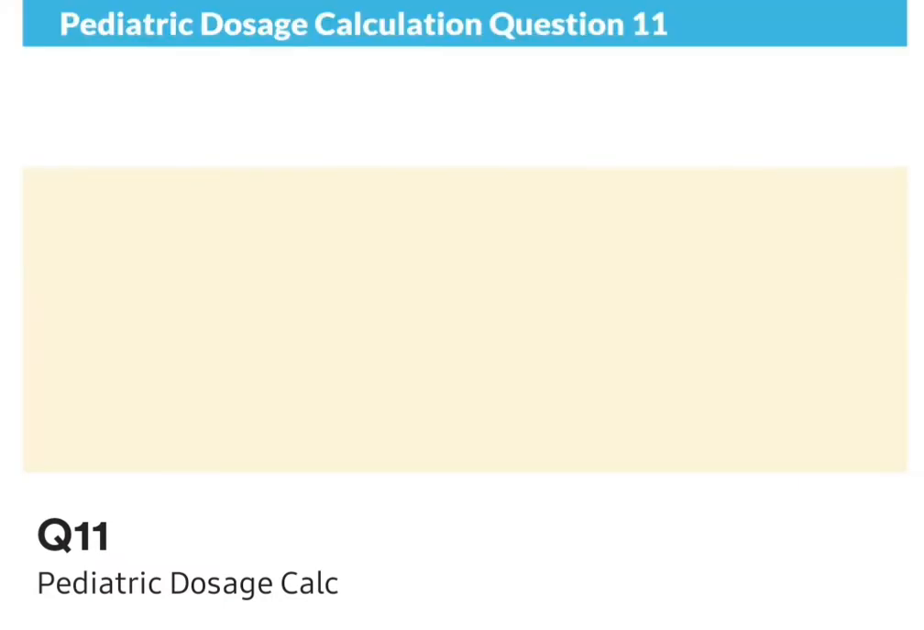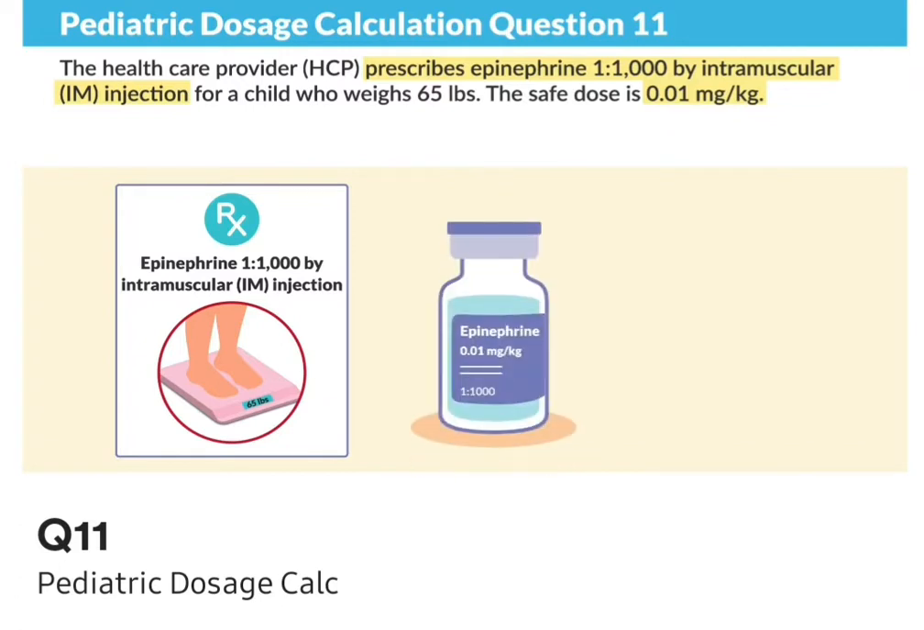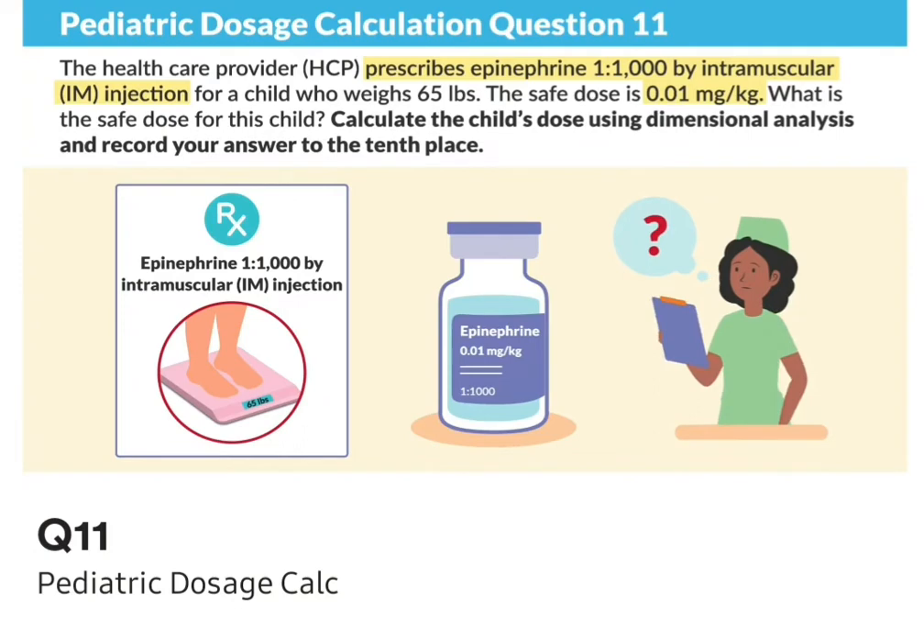Now, moving on to question 11, the provider prescribes epinephrine, 1 per 1,000 by intramuscular, that IM injection, for a child who weighs 65 pounds. Now, the safe dose is 0.01 milligrams per kilogram. What is the safe dose for the child here?